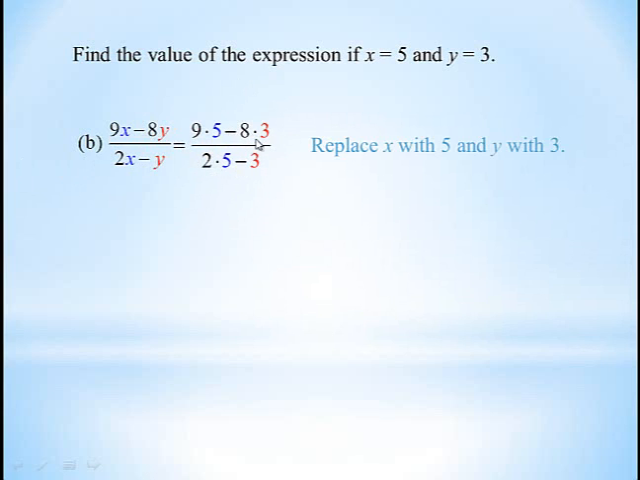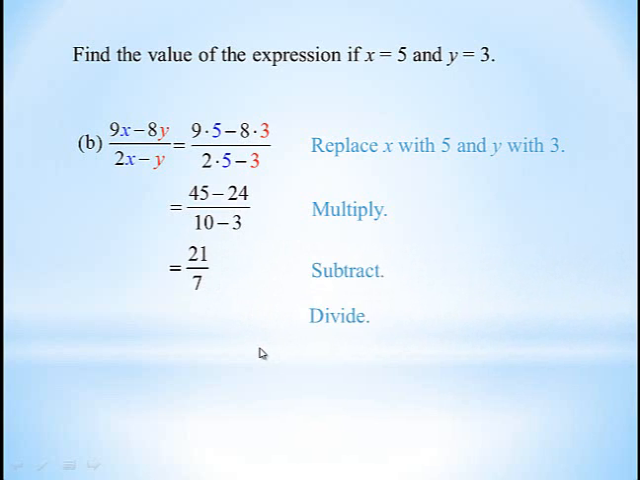So now I'm still going to follow order of operations, and everything I have to do first is multiplying. So I would have 45 minus 24 over 10 minus 3. 45 minus 24 is 21, 10 minus 3 is 7, and 21 divided by 7 is 3. Is that what you got?